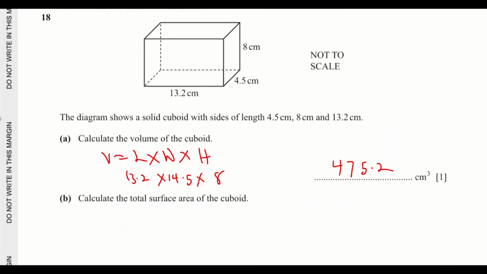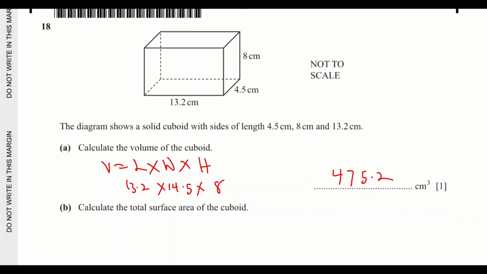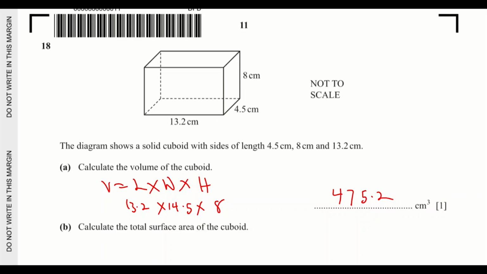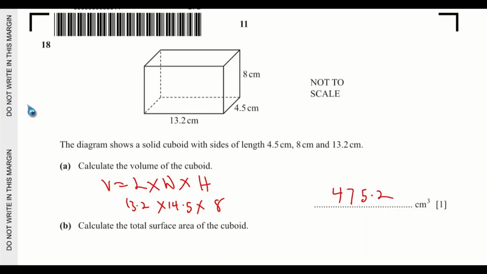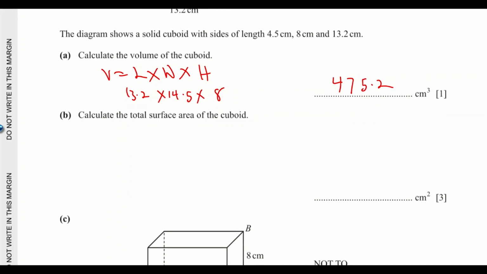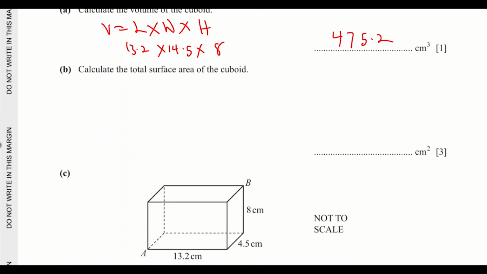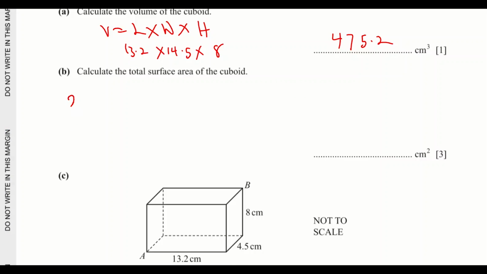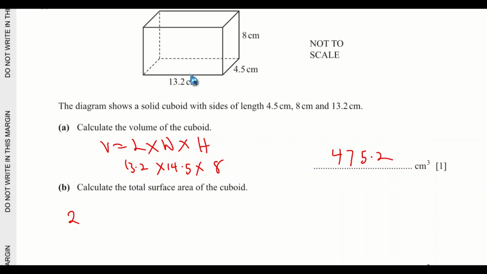So part B, calculate the total surface area of the cuboid. The total surface area of the cuboid is 2 times the area of each face, or the addition of the area of the 6 faces. But opposite faces are equal, so we can actually use 2 for them. So we can do 2 into the following. You can use 2 for everything.